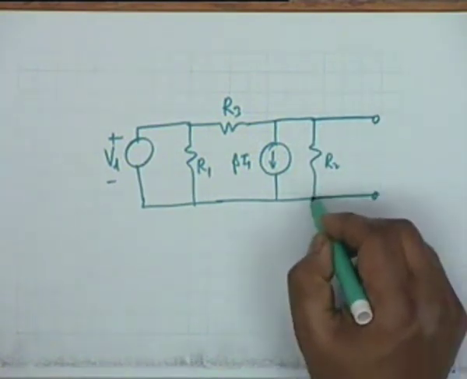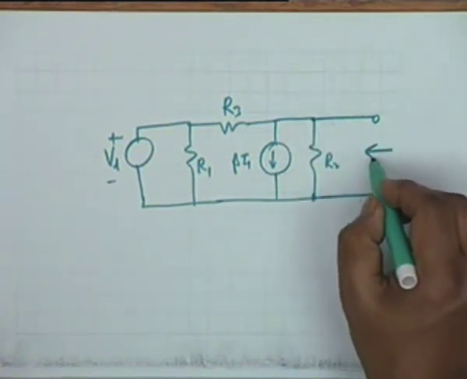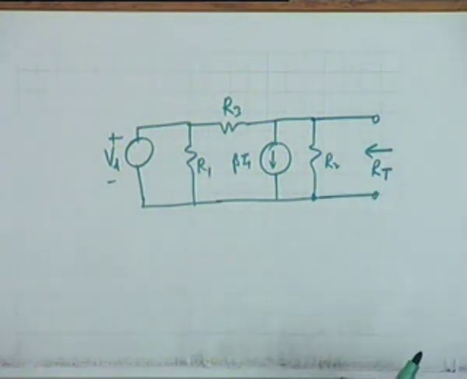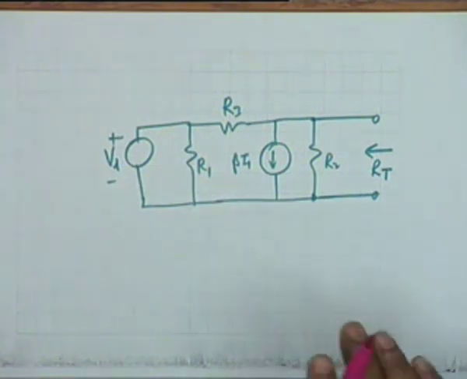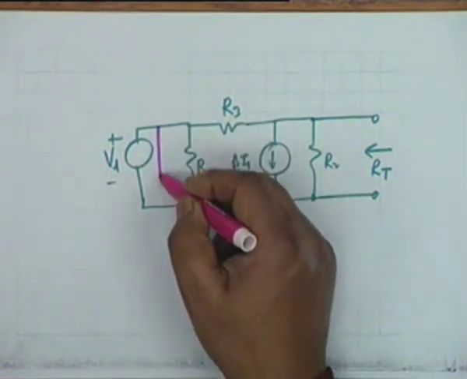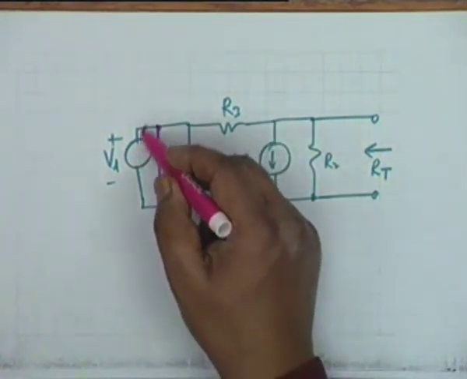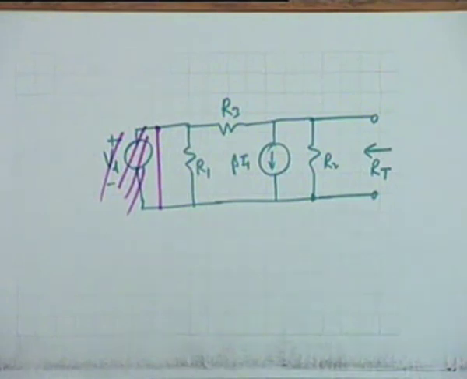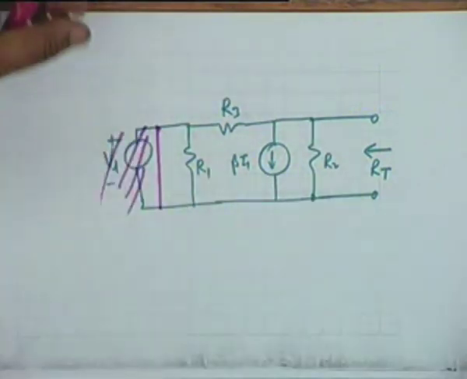Let's find out Rt by direct measurement across these terminals, looking back after killing the independent sources. Dependent sources should not be touched. So what I do is I short circuit this. That's the only thing that I have to do, isn't it? This is the only independent source, and killing it means that I short circuit this. I do not touch beta I1.